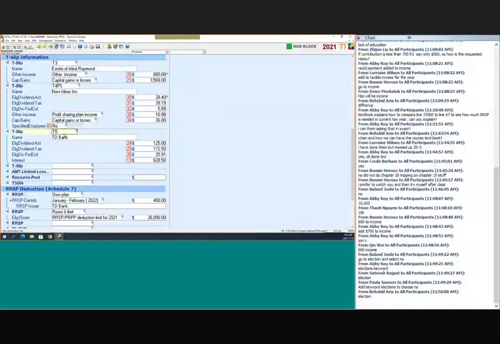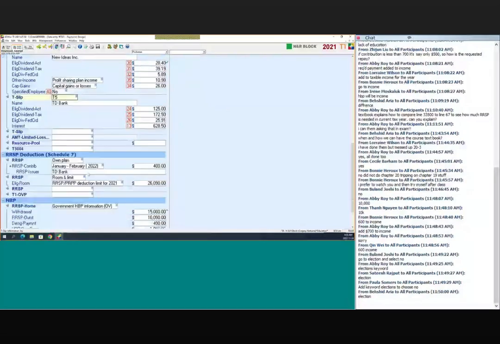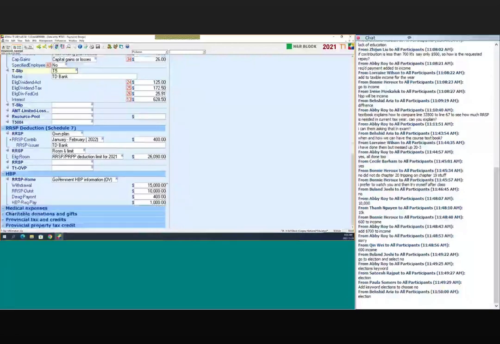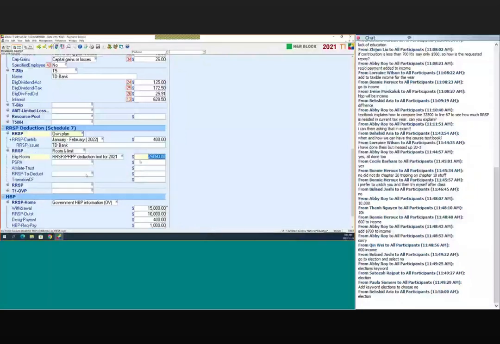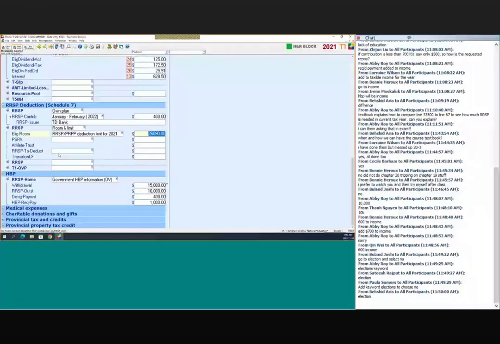But we also need to go back to our notes, and it tells us that he has a home buyer, and he also has his RSP deduction. So we'll go to the RSP section and we select own plan, and his contribution was made in February of 2022. He made $400 to the TD Bank. We also need to go in and put his room and limit in, and his room is 26090. So that's pretty much the data entry until we get to the home buyer.